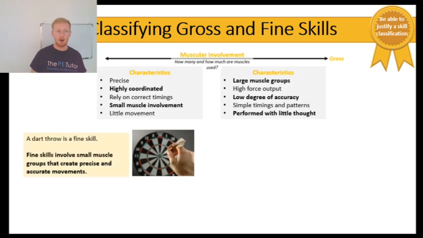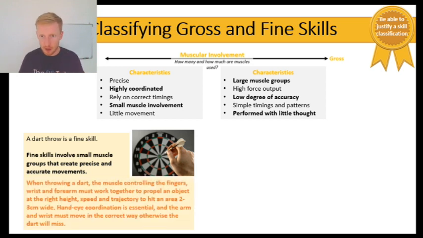And then gross and fine. Well, sorry, not and, still one more. So a dart throw, fine skill. What is a fine skill? Small muscles, small movements, accuracy, precision. Well, with darts, we've got wrist, hand, fingers. Very fine movements. Not a lot of distance being covered by these muscles and bones. But the outcome, the intention is precision. We're aiming for a 1 to 2 centimetre area.